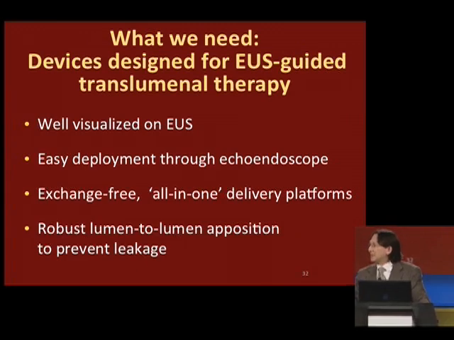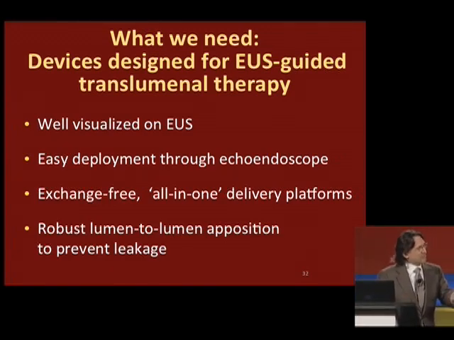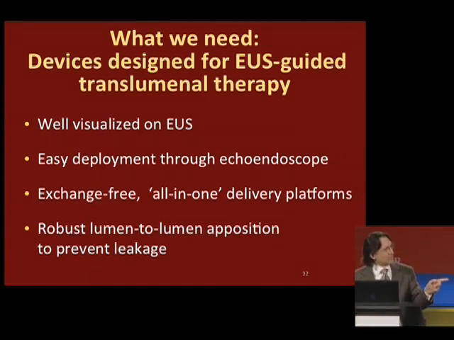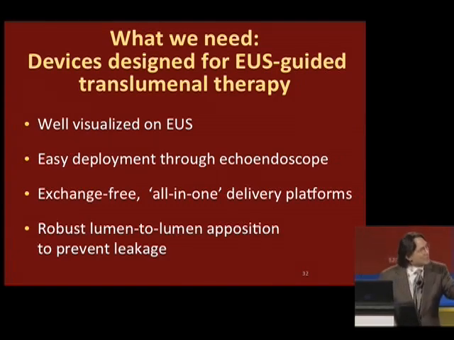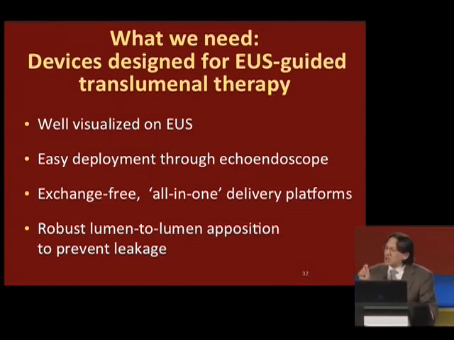Well, possibly, but before that happens, what we need are devices designed for EUS-guided transluminal therapy. These are devices that are well visualized on EUS. See, the focus has been on ERCP devices, well visualized on fluoroscopy. They need to be seen well on EUS. It's EUS-guided. It needs to be easily deployed through an echo endoscope, not the duodenoscope, the echo endoscope. It should be exchange-free, and it should provide all-in-one delivery platforms.